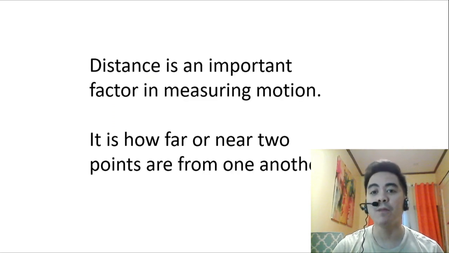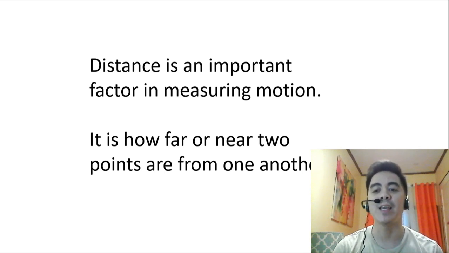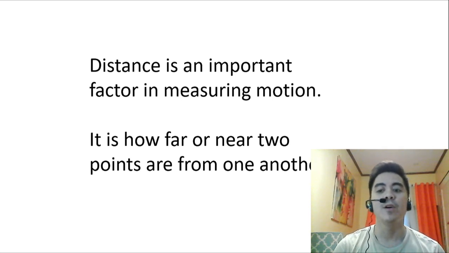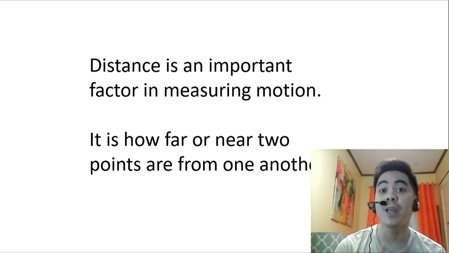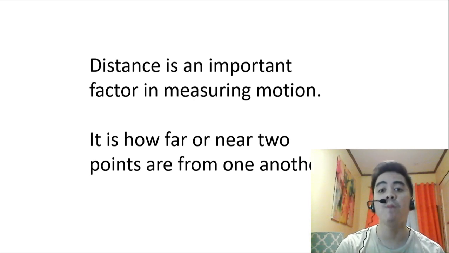Distance is an important factor in measuring motion. You can tell how fast or slow we are moving depending on the distance that you are taking. Going back to the example, it's important that the runner knows the distance he is taking every day, so he can track the progress of his marathon training. Distance is how far or near two points are from one another.